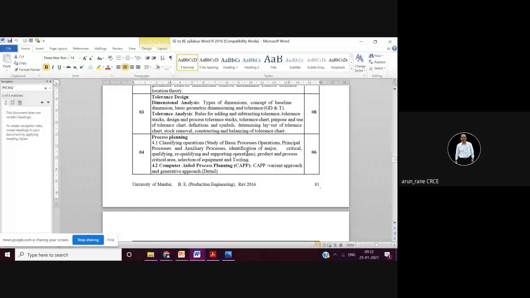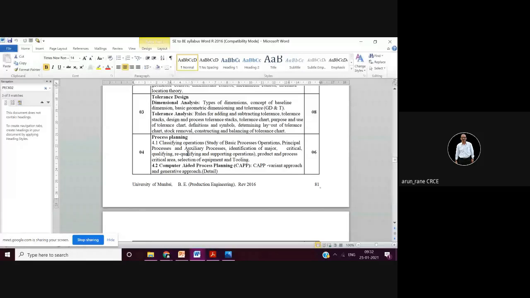So that is your main analysis. Then process planning. In process planning, how to classify the operations, what are the basic process operations, that is, when to go for casting, when to go for forging, when to go for rolling. So it's a multidisciplinary subject.